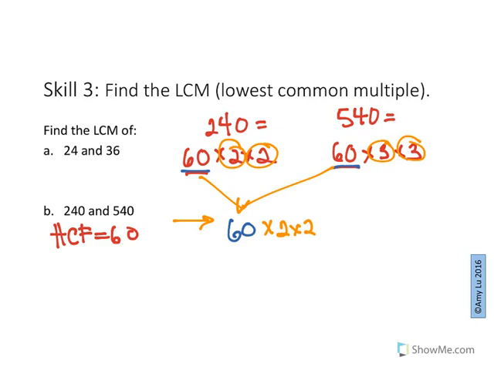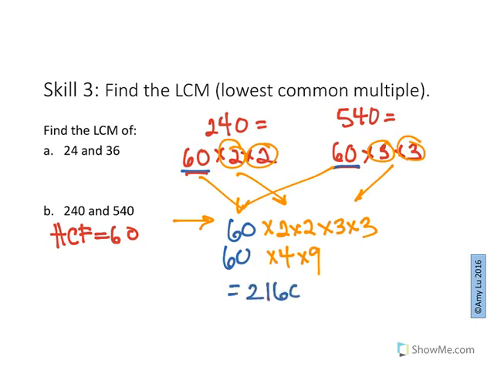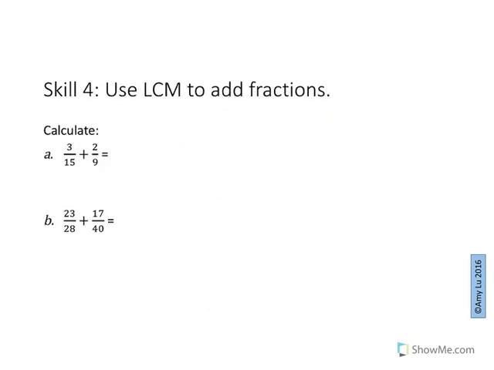2 times 2 and 3 times 3. 60 times 4 times 9 ends up being 2,160. And there you go. That's how you find the lowest common multiple.